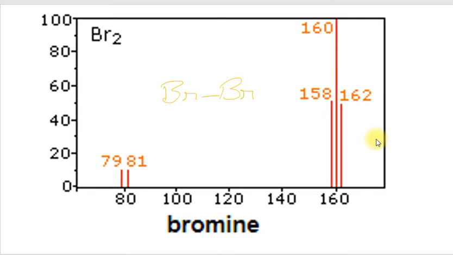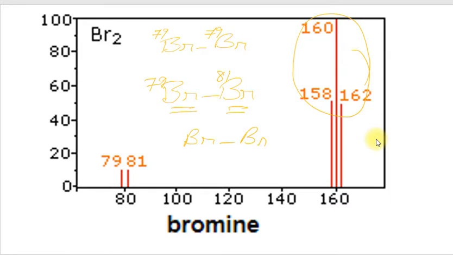In the case of a bromine molecule, you have two bromine atoms. So you have the 3 molecular ion peaks, which is due to the different combinations. You can have a combination of bromine 79 and bromine 79, then a combination of bromine 79 and bromine 81, and then a combination of bromine 81 and bromine 81.